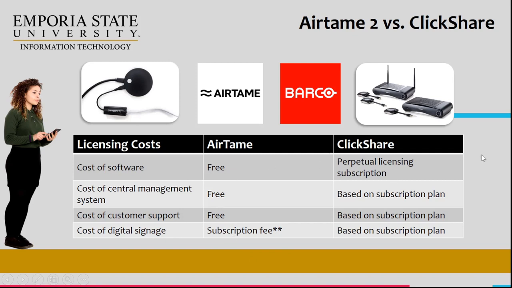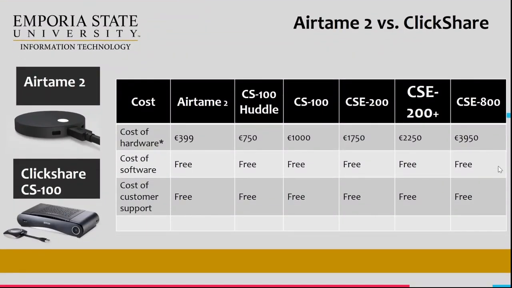In comparison, the ClickShare shows they have a subscription plan or a varying subscription plan for all of those items, depending on how many of those features you may choose to use or need when using that product. Here we see a little more of a breakdown of the Airtame versus the ClickShare and the cost of the overall hardware. The Airtame, of course, is listed first, and then the different models of ClickShares that were currently available are listed after that. You'll see there how much the cost per unit is, and then some of the software and tech support costs associated with each product.